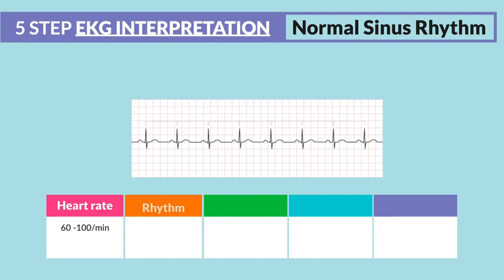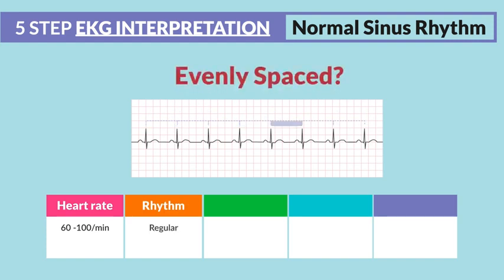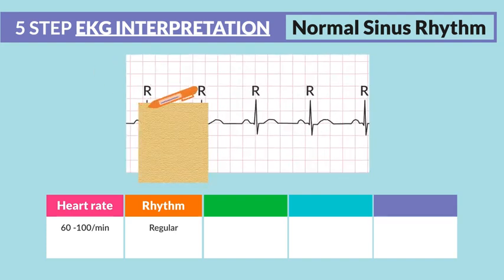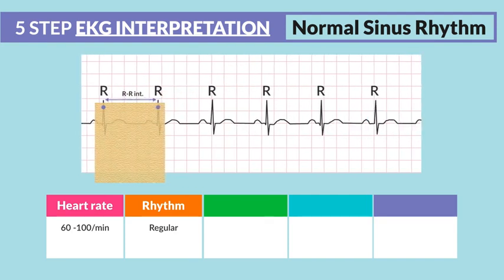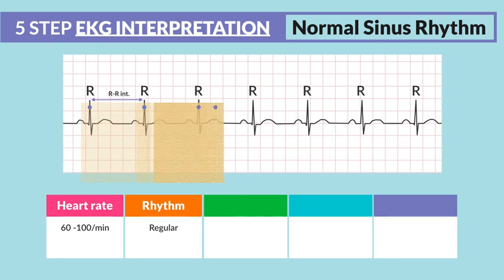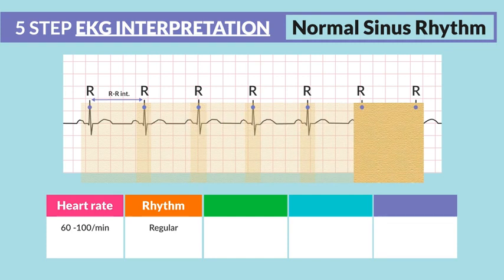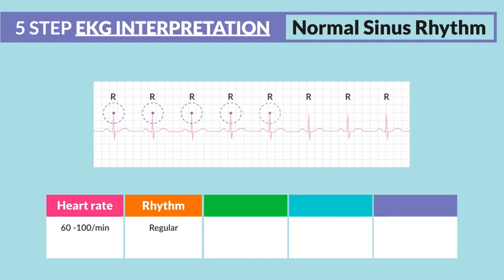Step number 2 is the rhythm. It should be regular and evenly spaced apart. So look at the R peaks and see if they're evenly spaced apart. To quickly measure this, just simply grab a paper, mark 2 R peaks, and then just move the paper over to see if it's evenly spaced. This is called marching it out. So just march it out and watch me nay-nay. Okay. So the R peaks should be evenly spaced out every single time.